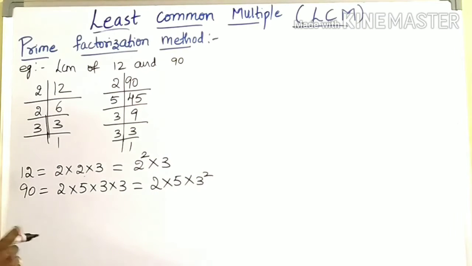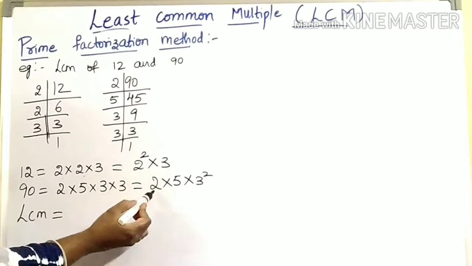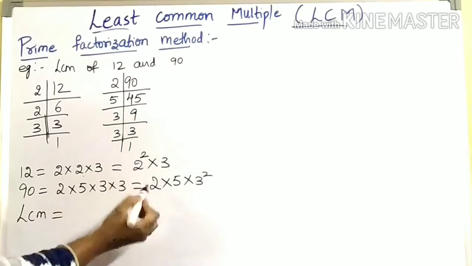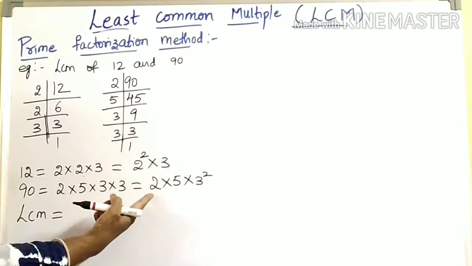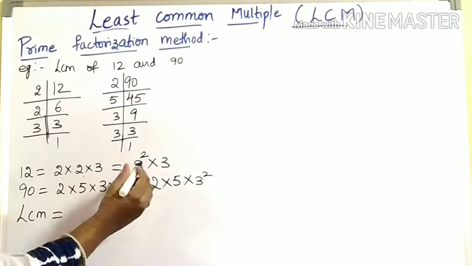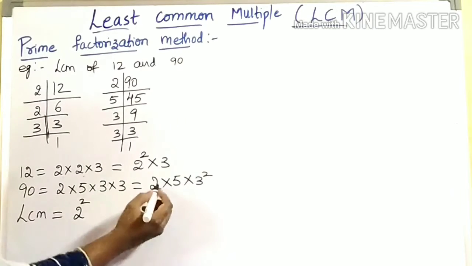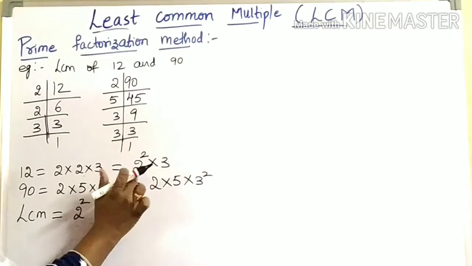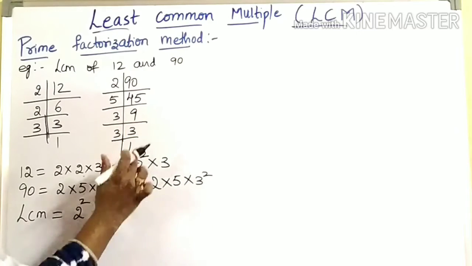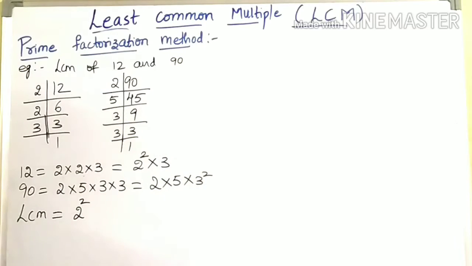So first, how to find out the LCM here? First, between 2 square and 2. I am taking only 2 here. Between 2 square and 2, we will select 2 square because it has the highest power. What is the power of 2 here? 1. And what is the power of this 2 square? 2. Which is the highest power here? 2. So take the highest power only. The remaining you leave off.